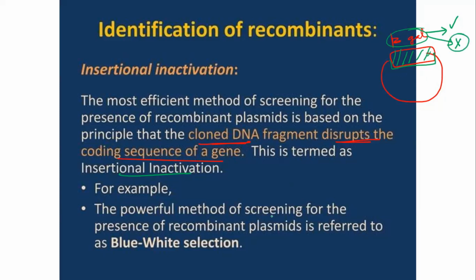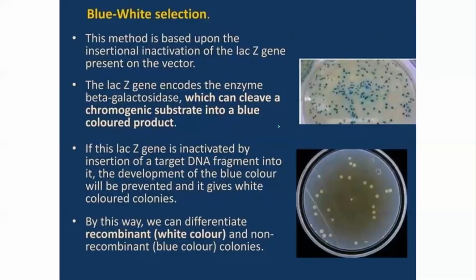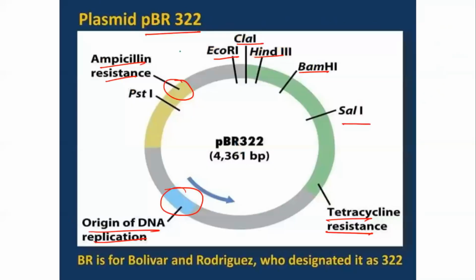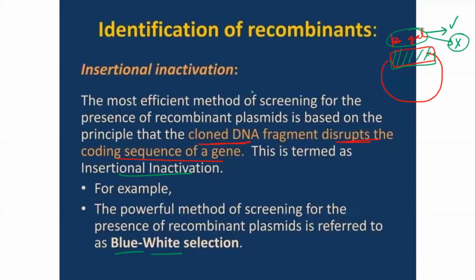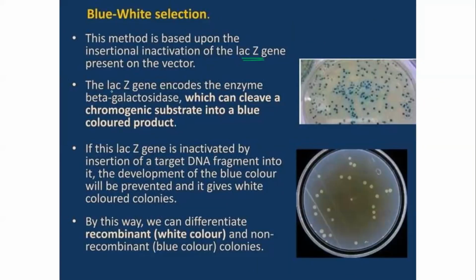So the powerful method for screening for the presence of recombinant plasmid is referred to as blue-white selection. So what is blue-white selection? This is based upon the insertional inactivation of the lacZ gene present on the vector. So we just find out like the lacZ gene present on the pUC19 vector. The lacZ gene codes for the enzyme beta-galactosidase, which can cleave a chromogenic substrate into a blue colored product. That means here the substrate can be converted into a blue colored product.